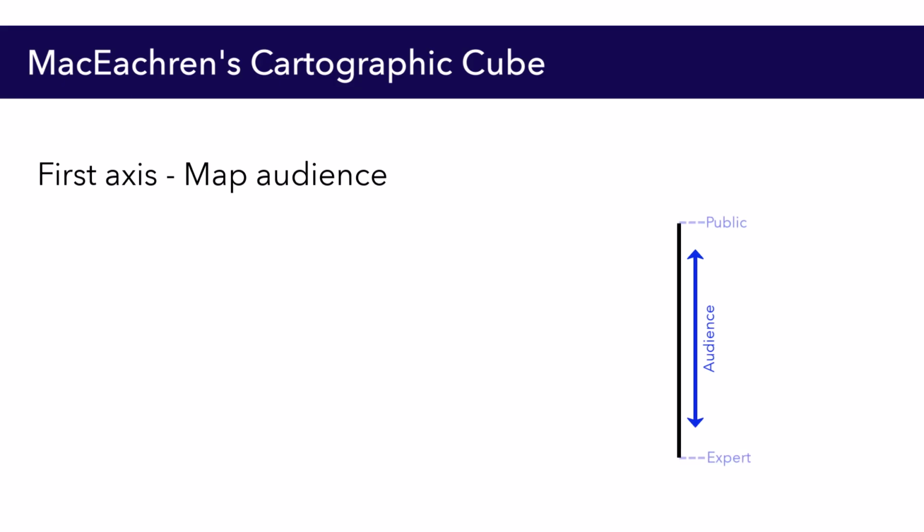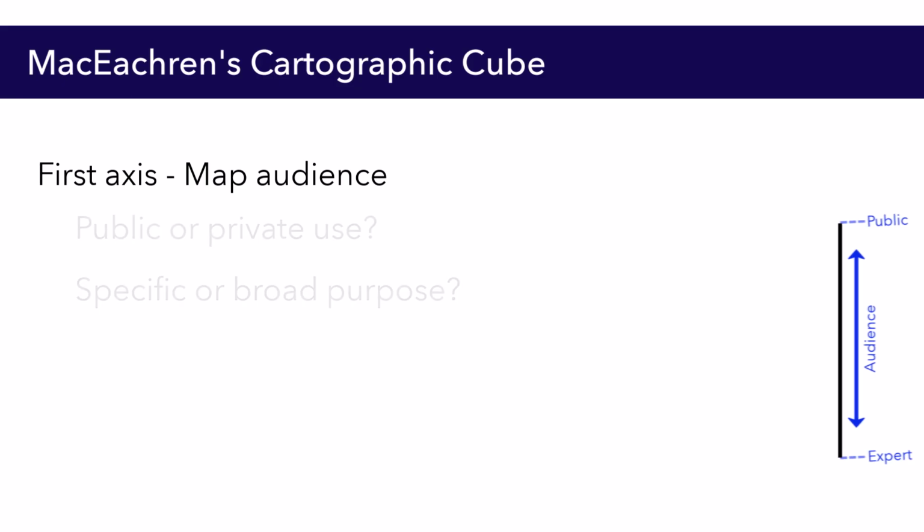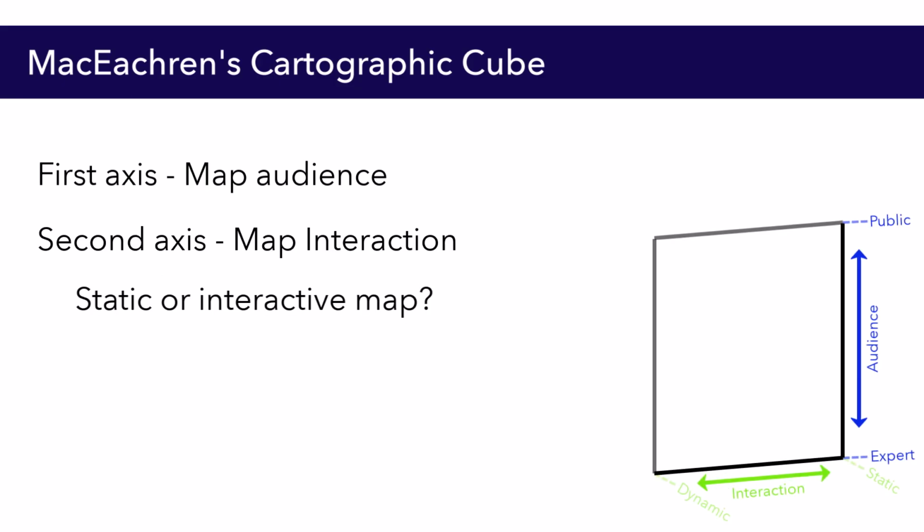First, the model asks whether the map is intended to be for public or private use. Will one person or a specific group of people use this map to solve a particular problem? Or will many people use the map for a range of different purposes? Second, is the map going to be static or interactive? Will users be able to interact with the map and change it to explore alternative perspectives and views?